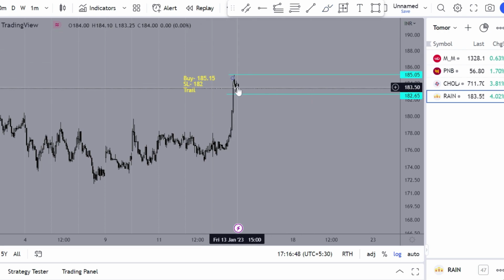Whatever the exact point of this correction is, where it is getting ended, just place your stop loss there. So that will be your trade in Rain Industries.